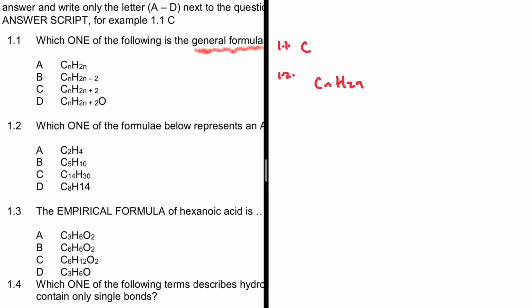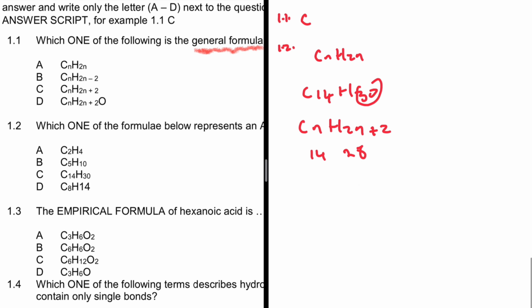And then option C, we have C14H30. In terms of n, CnH2n, if we have 14 here, that would give us 28. So because we have 30, it means that it is CnH2n+2. So the correct answer in 1.2 is C.